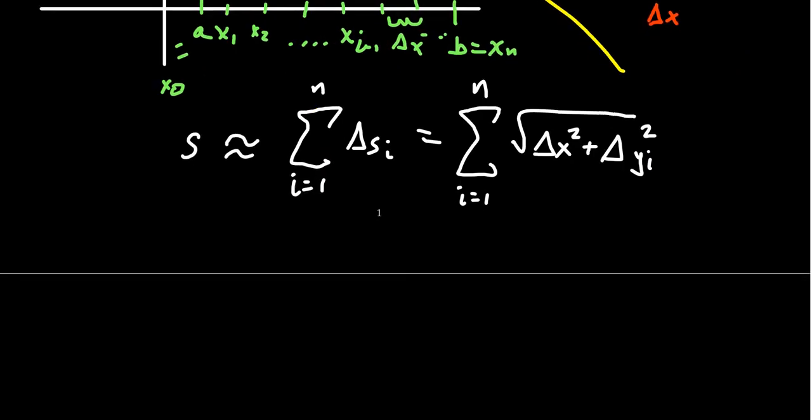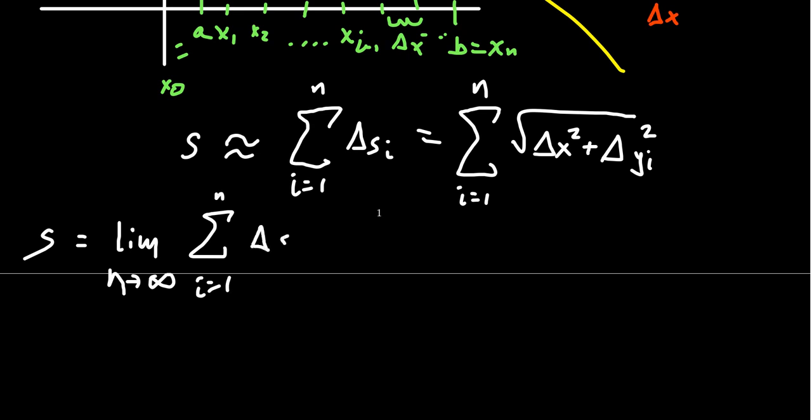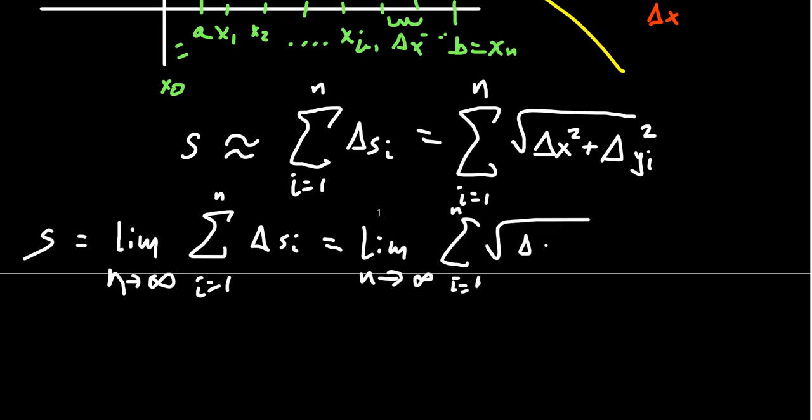To get the true arc length, s, we need to take the limit as the number of subdivisions goes to infinity of this sum, the sum from i equals 1 to n of delta s_i. This will equal the limit as n goes to infinity of the sum from i equals 1 to n of the square root of delta x_i squared plus delta y_i squared, like so.